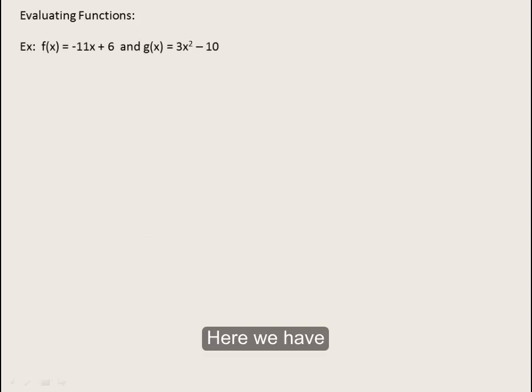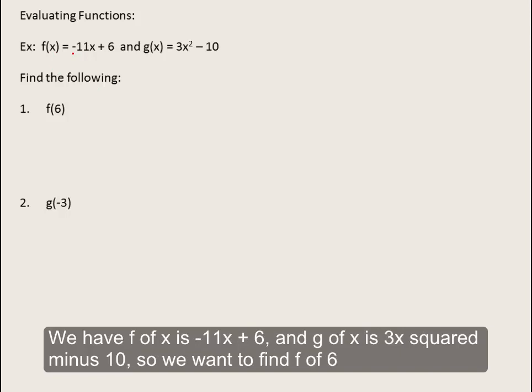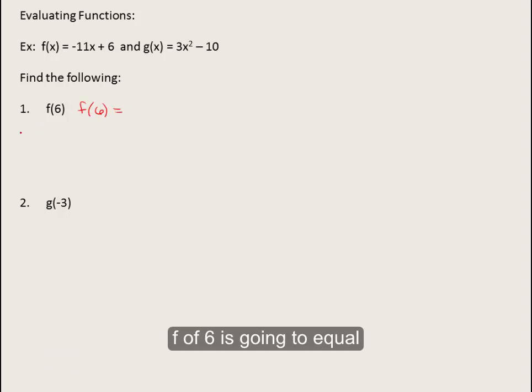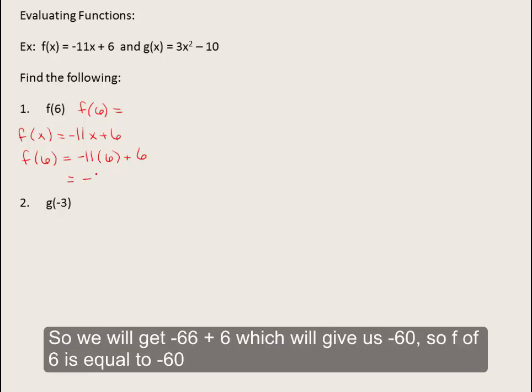Okay, so here we have some functions to evaluate. We have f of x is negative 11x plus 6, and g of x is 3x squared minus 10. So we want to find f of 6. F of 6 is going to equal f of x with a 6 plugged in. So we'll take the x out and put the 6 in. So we will get negative 66 plus 6, which will give us negative 60. So f of 6 is equal to negative 60.